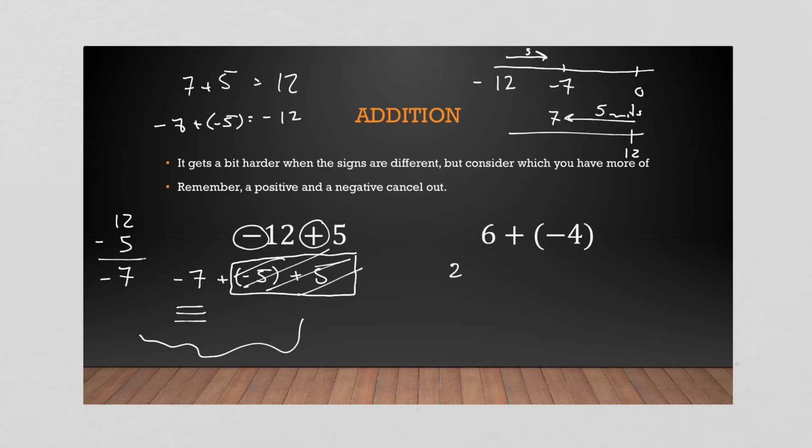Well, 6 is just 2 plus 4, and then plus -4. So those two things will cancel out. What are you left with? Just a 2. So again, that's why we like addition. Addition is nice. We bring things together.